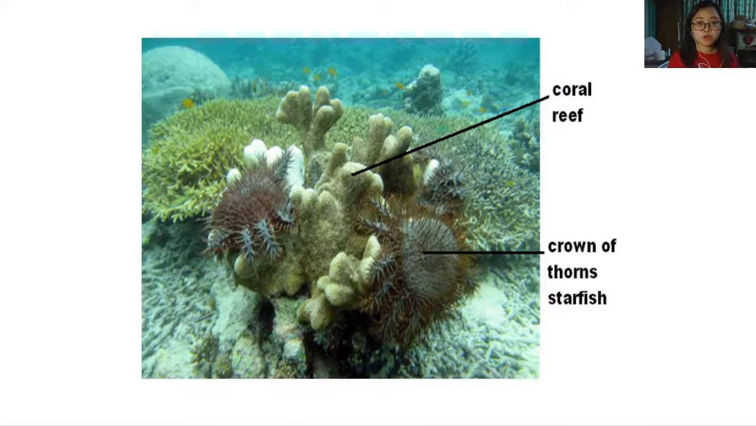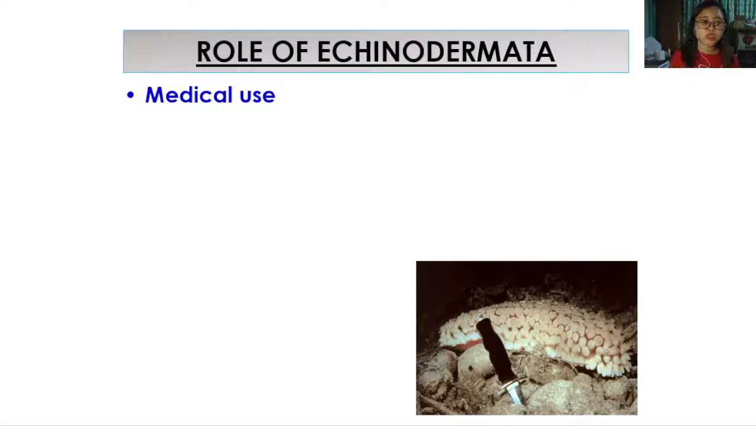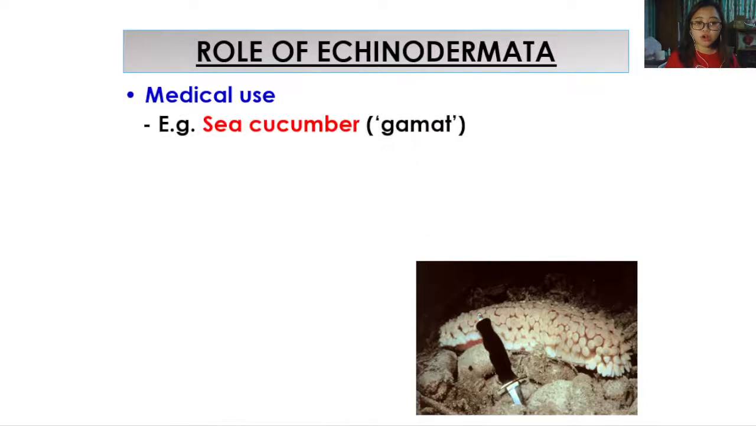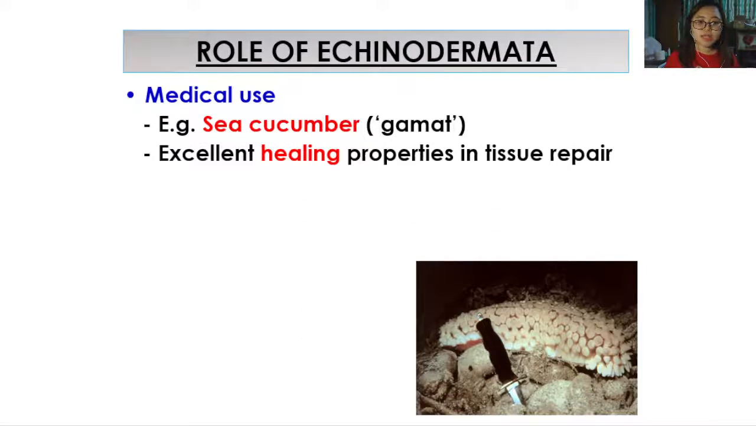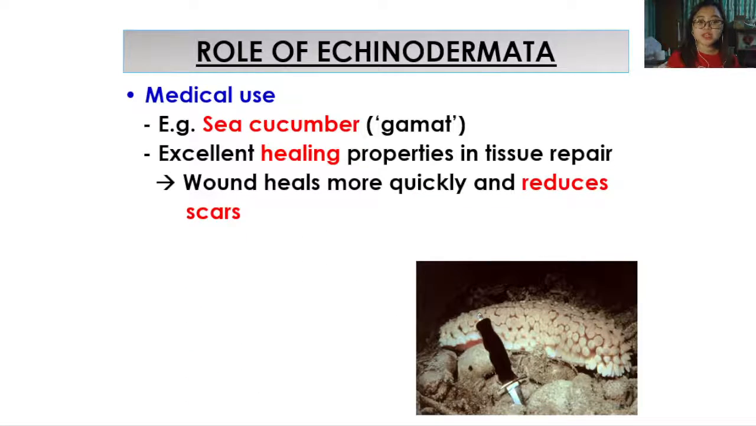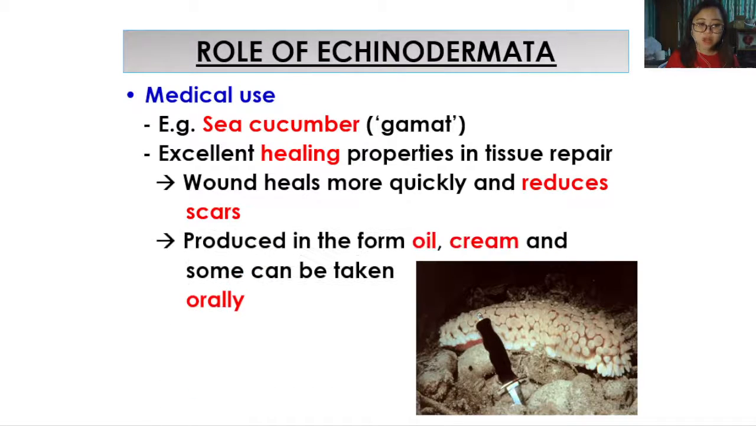They also have some positive roles or some positive uses, and the main one is through medical use. So kamu boleh bayangkan gamat, haiwan gamat itu. Gamat is a type of sea cucumber that is often significant in medicine. So sea cucumber gamat has excellent healing properties in tissue repair. Wounds that are exposed to extract from gamat heal more quickly and it reduces scars. They can be produced in the form of oil, cream, and some can be taken orally.